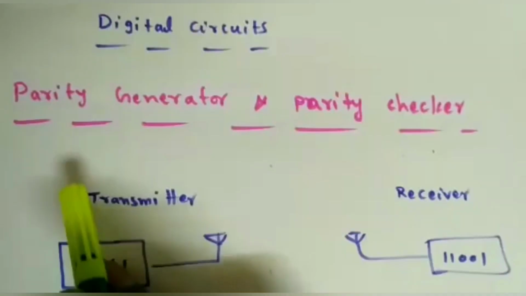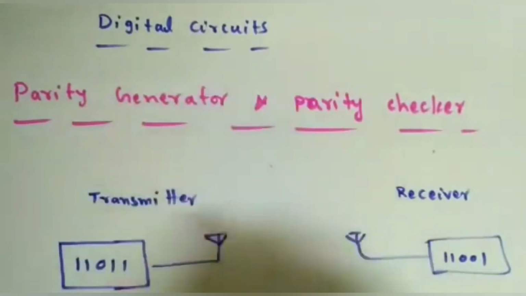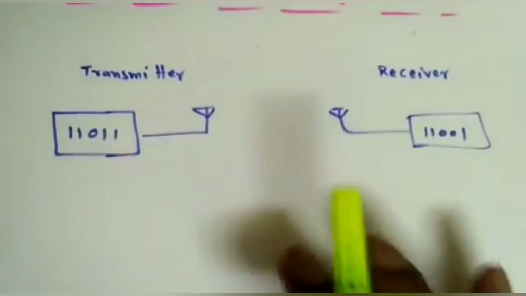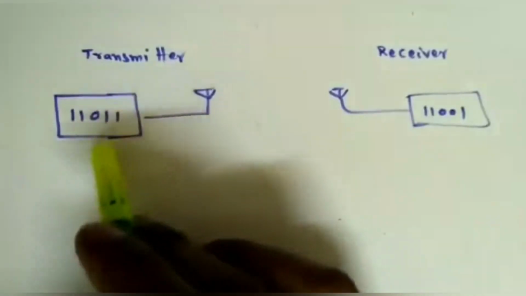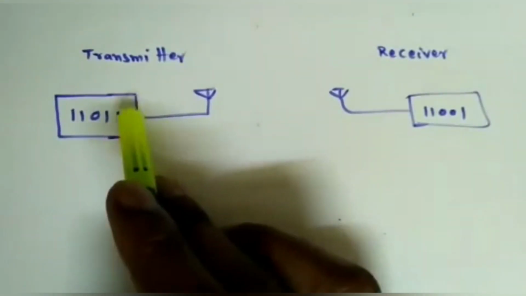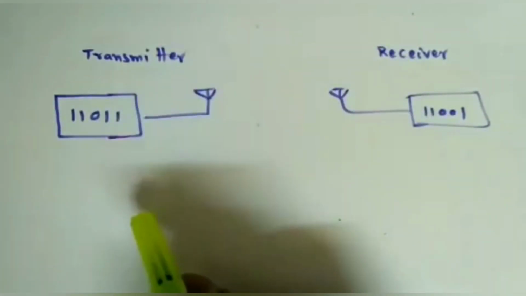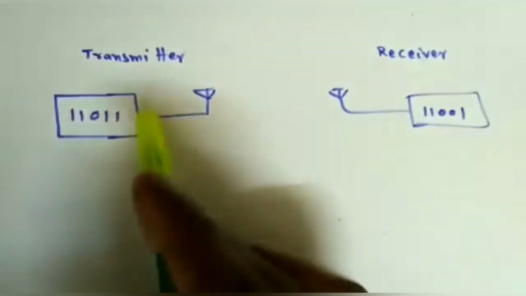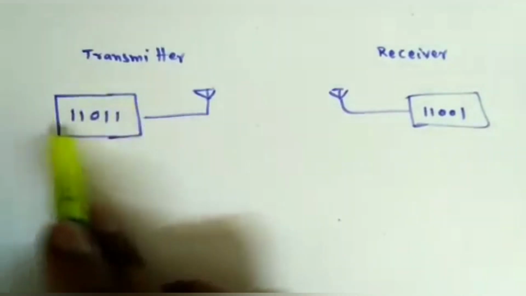In this lecture we are going to discuss the parity generator and parity checker. Before that, we will discuss why we need that. Suppose when you are sending some digital data from the transmitter to the receiver, this will be some groups of data. In this example I am taking 5 bits.